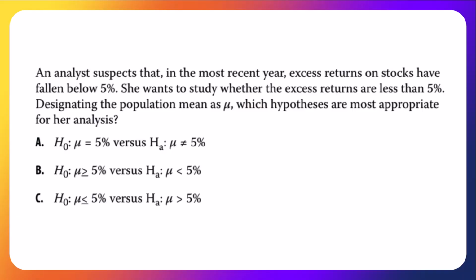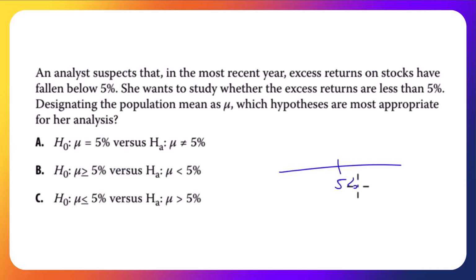An analyst suspects that in the most recent year, excess returns on stocks have fallen below 5%. She wants to study whether the excess returns are less than 5%, designating the population mean as mu. Which hypotheses are most appropriate for her analysis? So there is our mu.